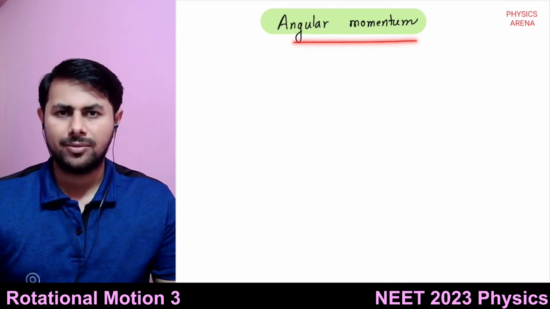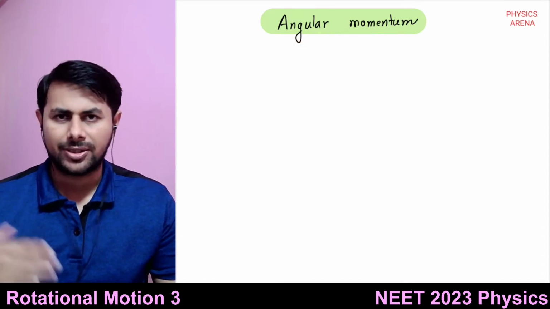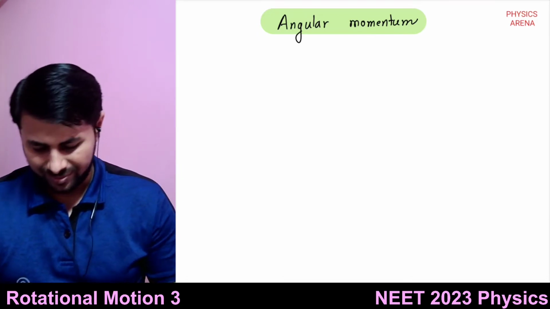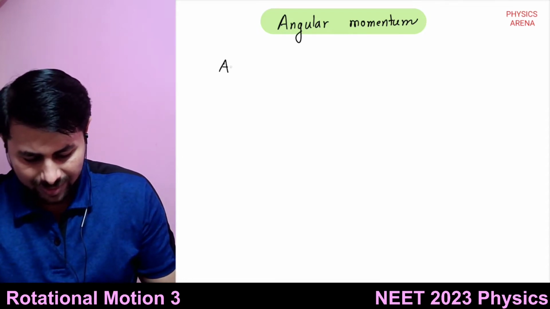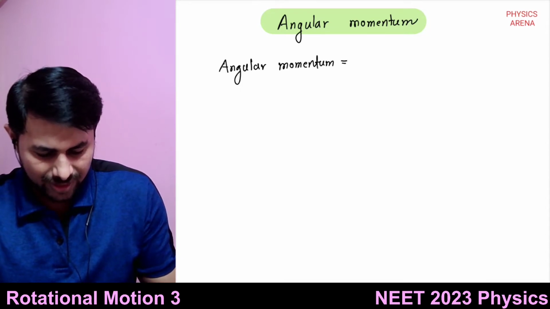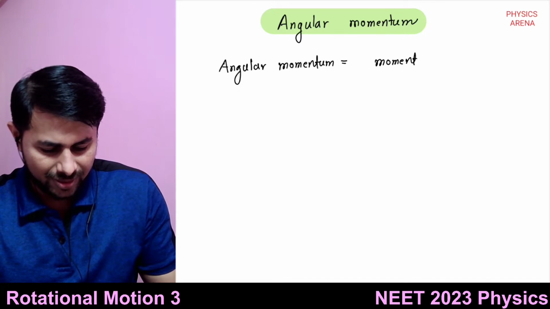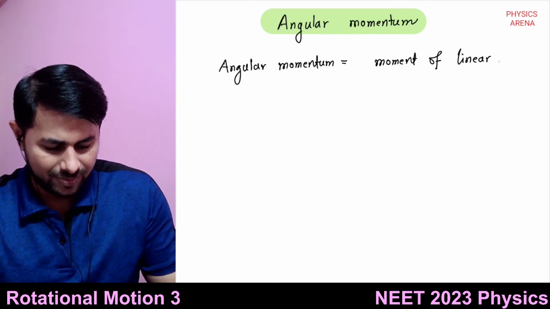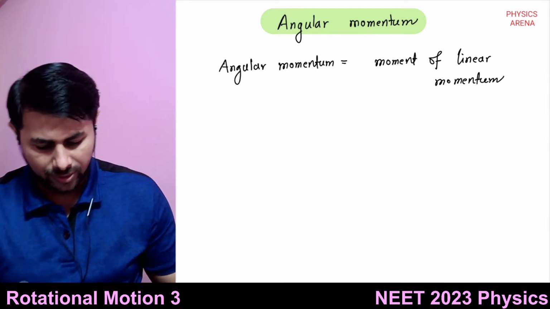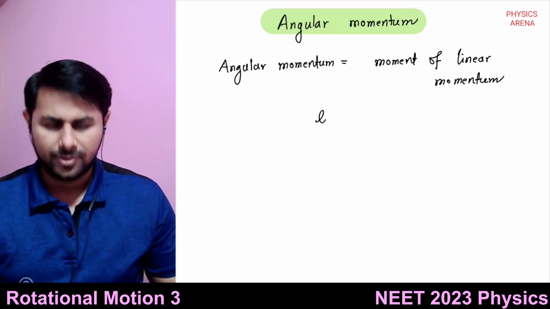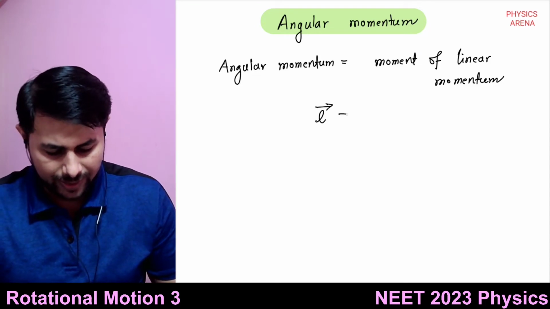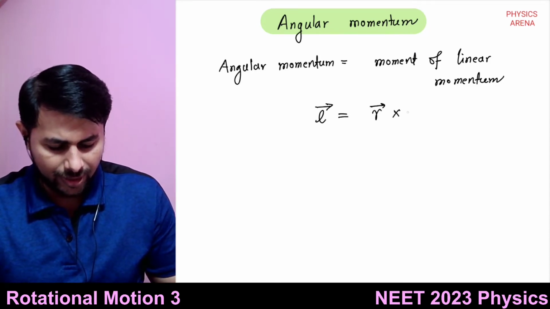So angular momentum is the analogous quantity of linear momentum. And what is angular momentum? For a particle moving with velocity v bar, the angular momentum is the moment of linear momentum. Angular momentum is denoted by the letter L. For one particle, let's denote it by a small l only. So l bar is equal to r bar cross p bar.